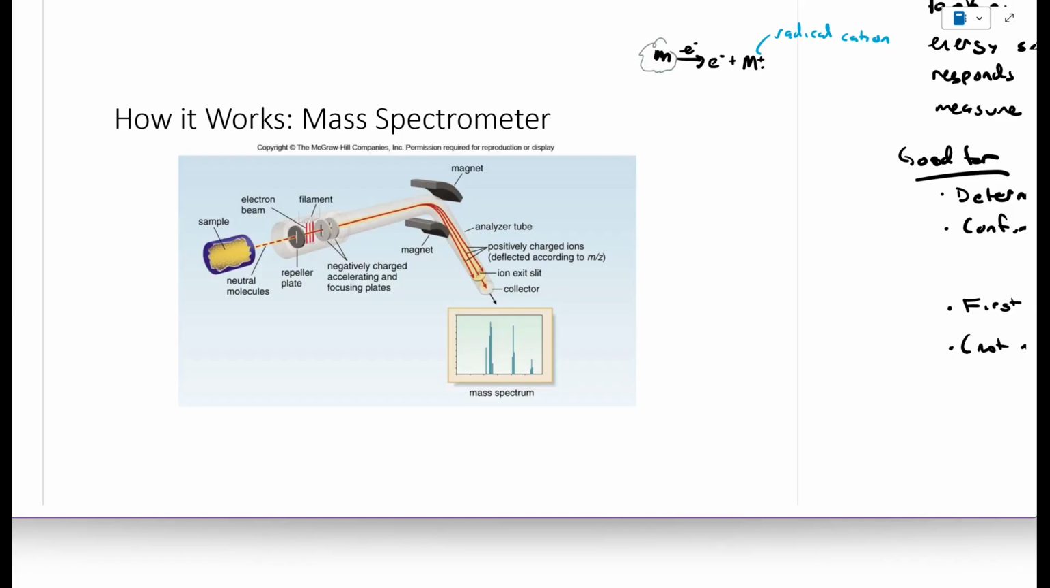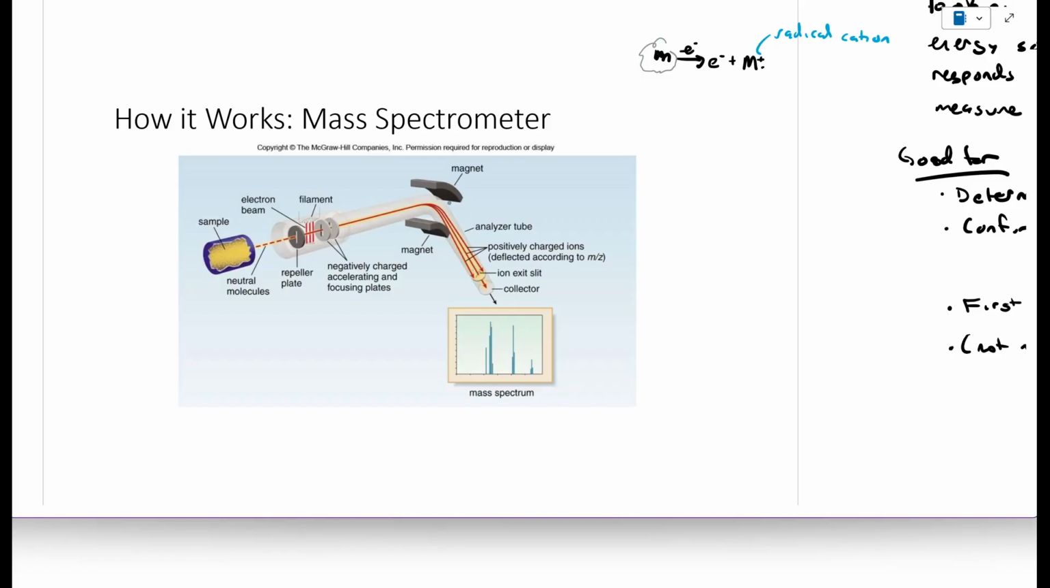The molecule is now a cation, it's now positively charged, so the next thing in the mass spec after the electron beam are some negatively charged accelerating plates. The negative charge attracts the positive charge of the radical cation and accelerates the cation through the instrument into this tube. So I mentioned before, mass spec only measures cations, and this is why. Cations are the only things that are positively charged, so they're the only ones accelerated through these focusing plates. And it goes into this curved tube.